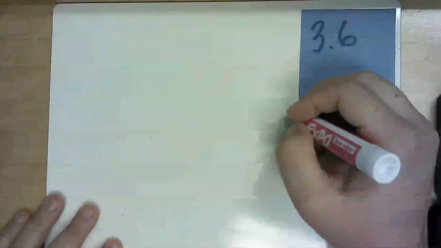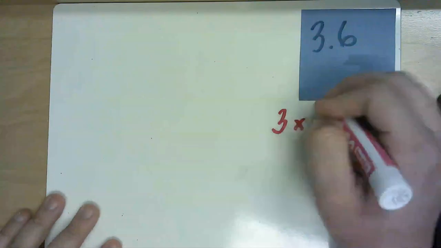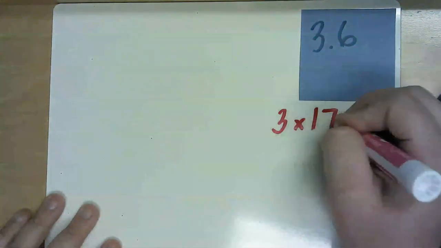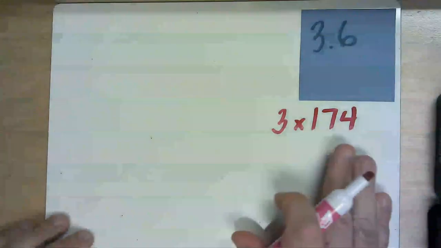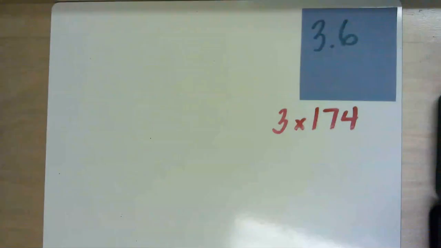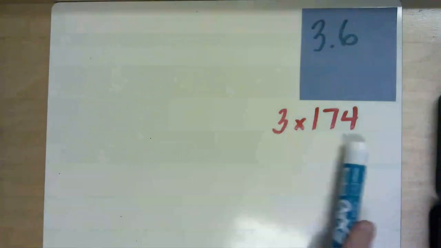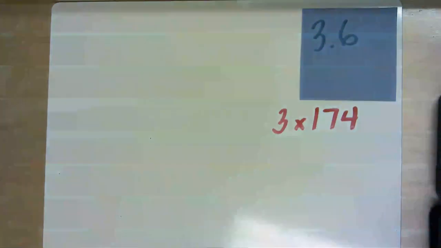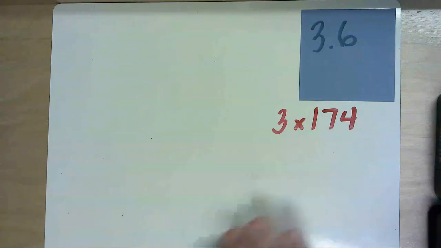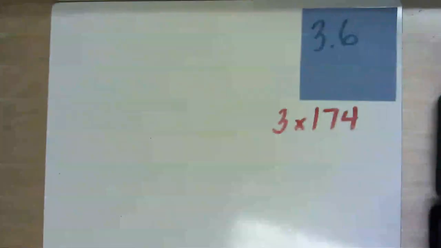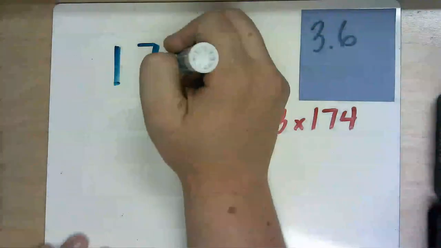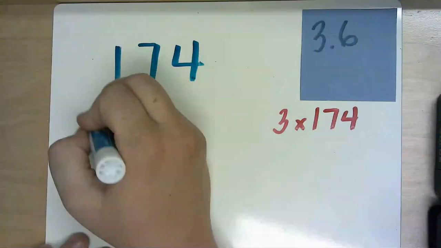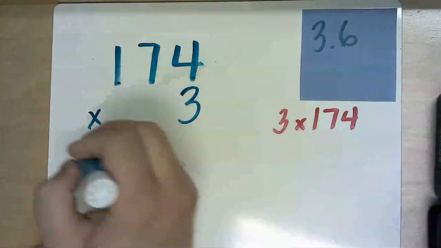So over here, I'm going to write 3 times 174. Now, the other ones we were doing, this is horizontal. I want to do vertical, stacking them on top of each other. When I do this, I always try to put the number that has more place values up on top. It just helps me to keep track of everything. So I'm going to start with my 174. All right, and then I'm going to times that by 3.